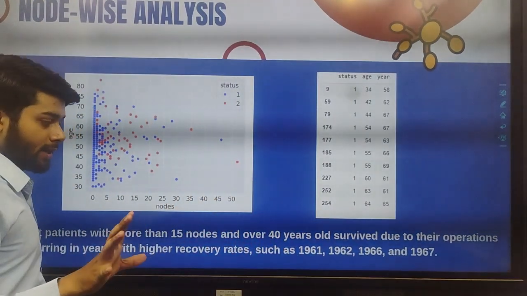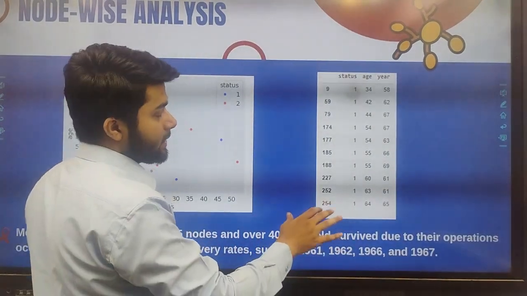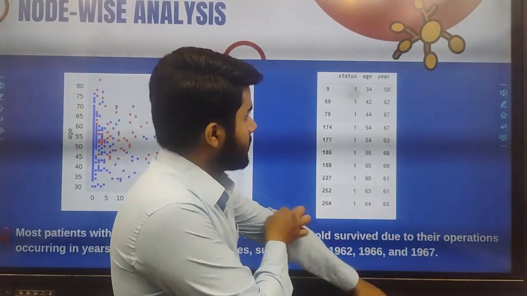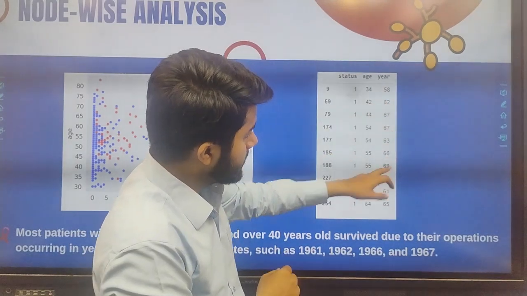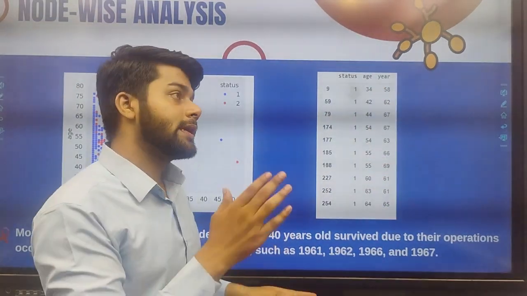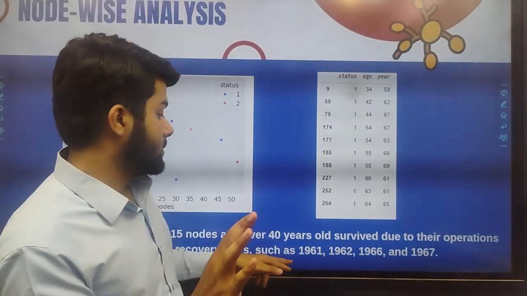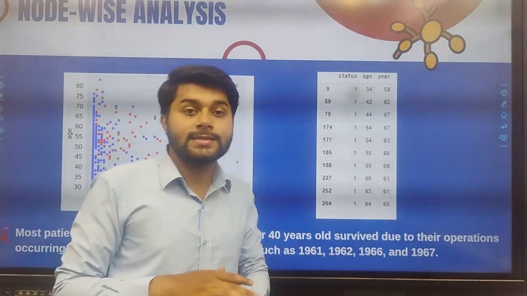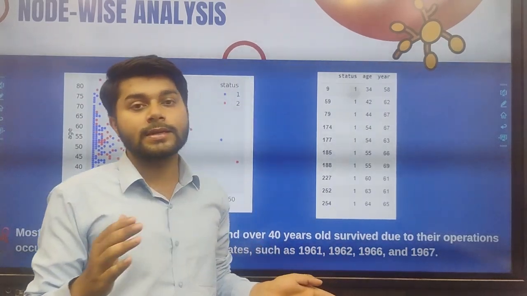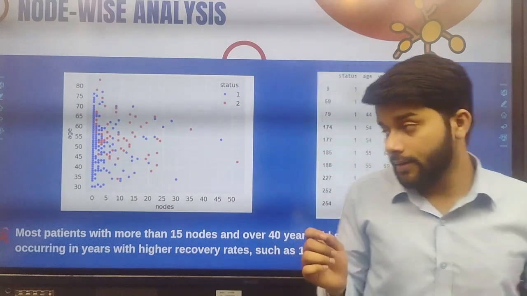So I came to this point: if the patient had 15 nodes or more and the age of the patient is greater than 40, you can see that the year, meaning the operational year of the patient, has a higher survival rate. You can see that 1961, 62, 66 and 67 were the years that have the higher survival rate compared to the other years. So that's the reason you can consider.